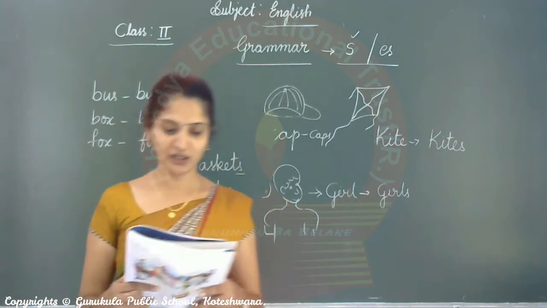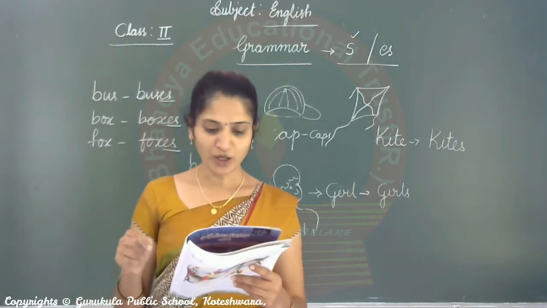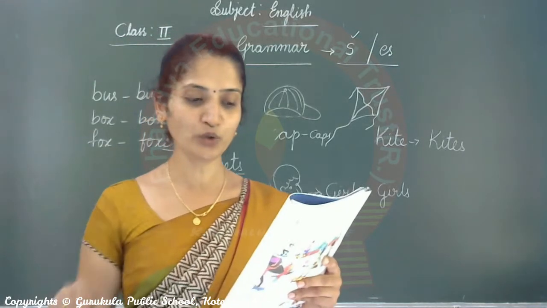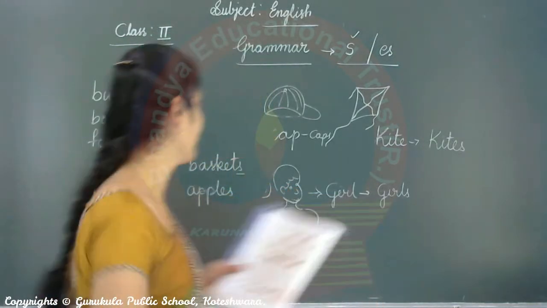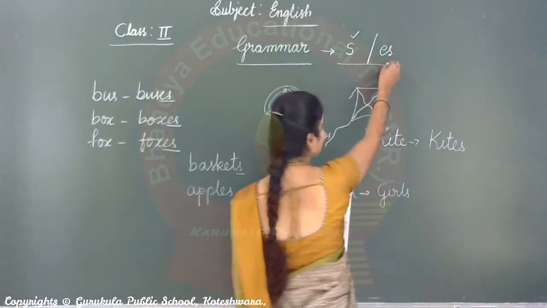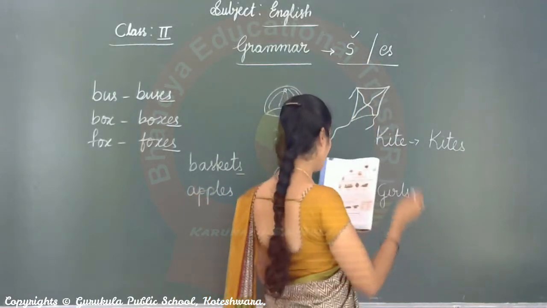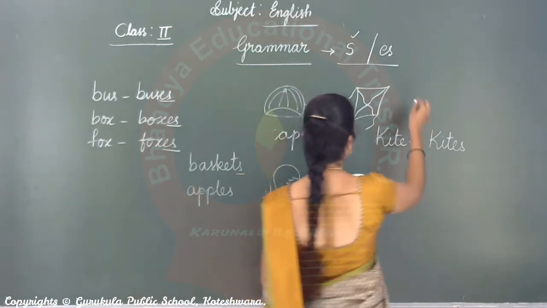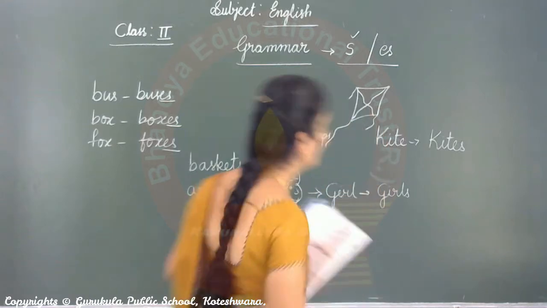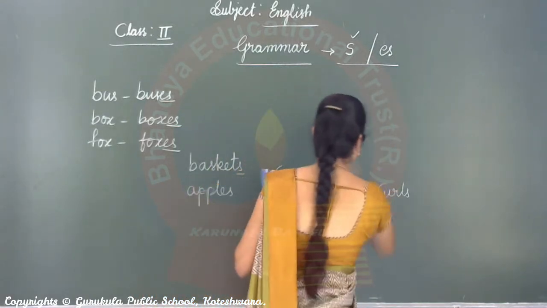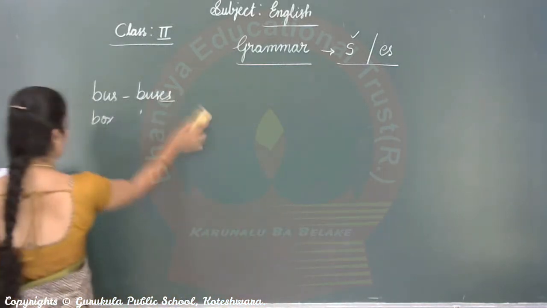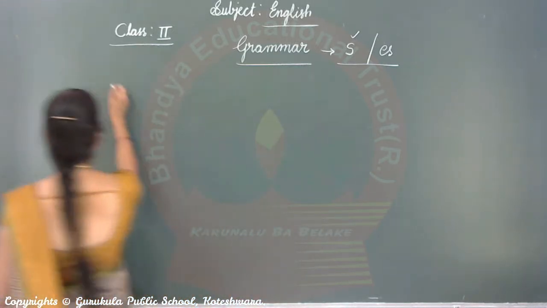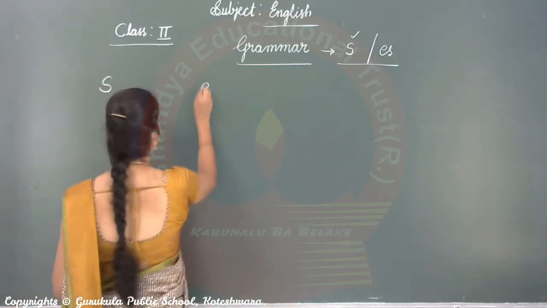Next, come to next exercise. We can also talk about many by changing Y. Y to IES. This is also different. See, s and es, already you understand. Then they gave, if it is Y, you must change it to IES. Okay. This is the s concept. Then es concept.